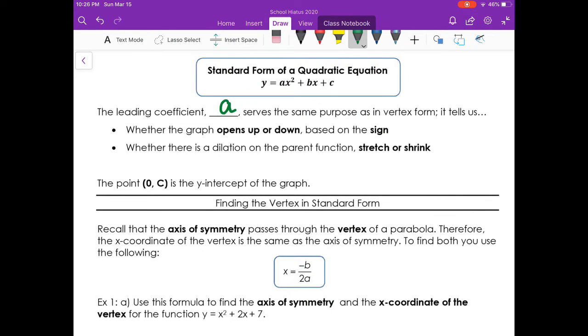The leading coefficient in a quadratic function serves the same purpose whether you're working in standard form or in vertex form. A tells us whether the graph opens up or down, and also whether there is a dilation, a stretch or a shrink. In standard form, the y-intercept is also evident by the constant of the function.